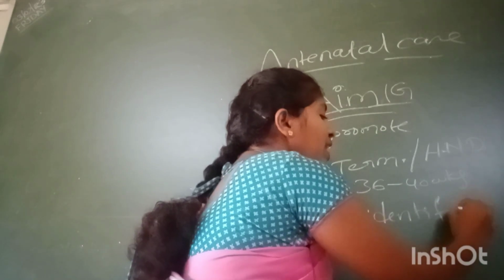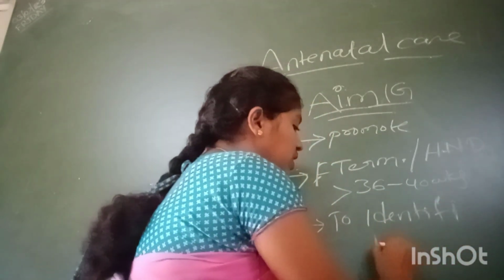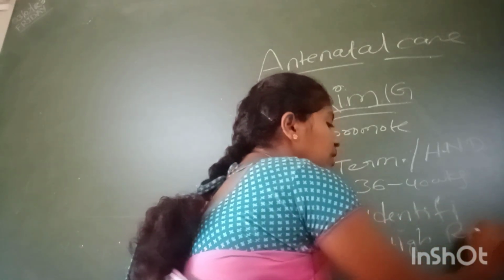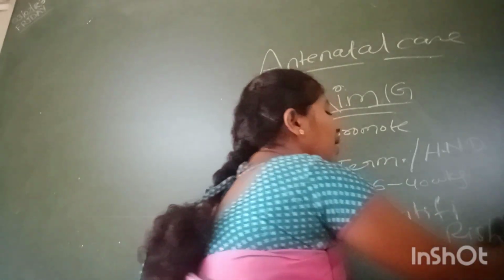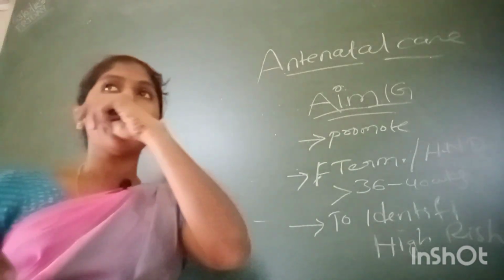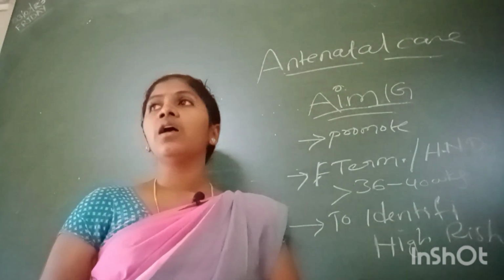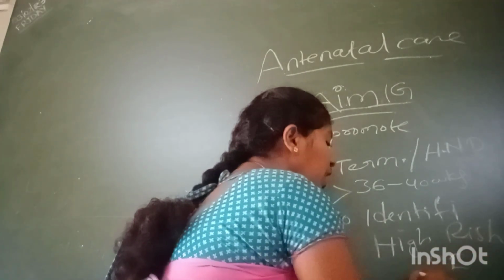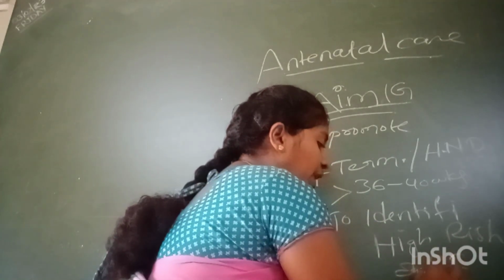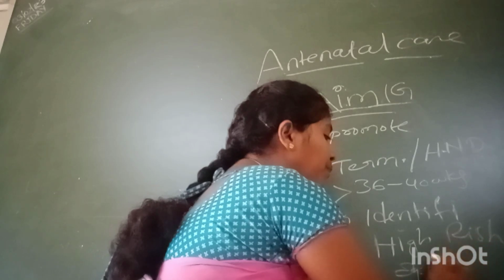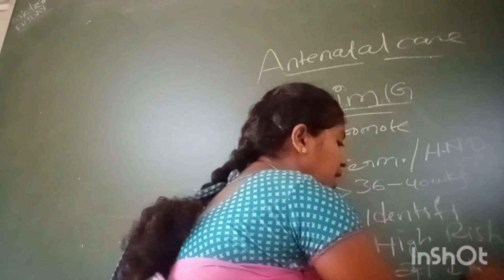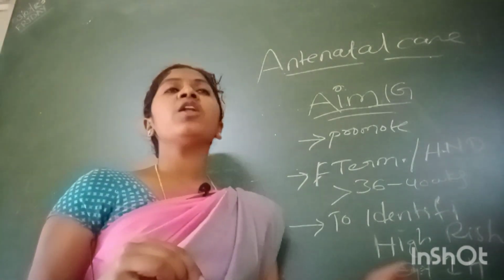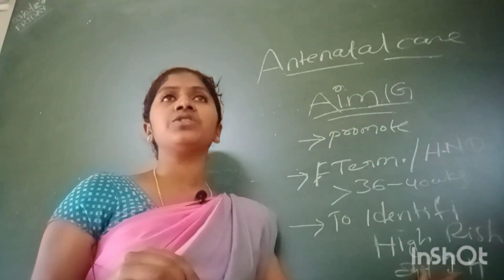To identify high risk pregnancy. Remember, high risk pregnancy. What do you mean by high risk pregnancy? High risk pregnancies are like pregnancy-induced hypertension. We can say PIH. Example is PIH. What do you mean by pregnancy-induced hypertension?